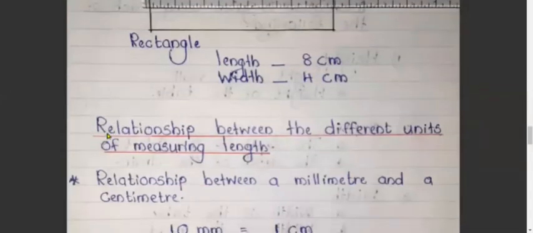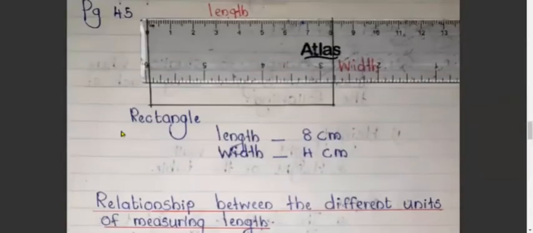Right? Then you also can draw a rectangle. Length 8 centimeters. The width is 4 centimeters. You have to use the ruler, starting from 0. 0 to 8. This is the length. Then you have to turn the ruler, then starting again from 0 to 4 centimeters.